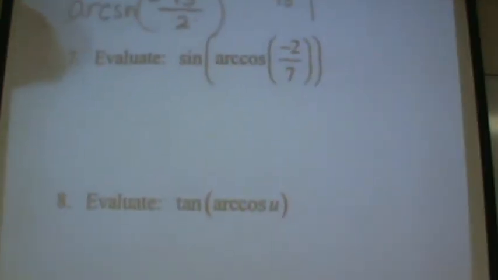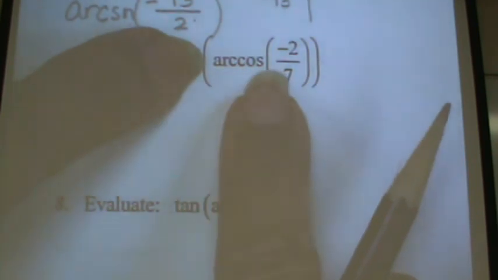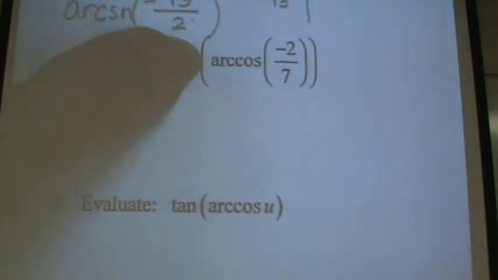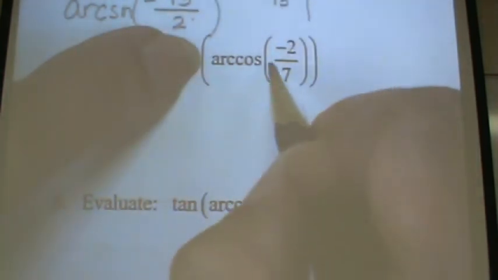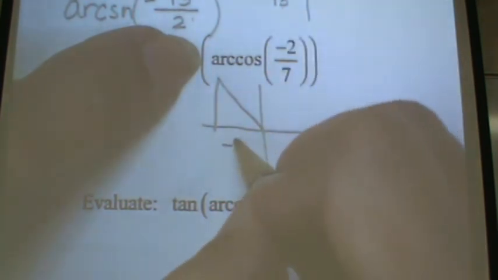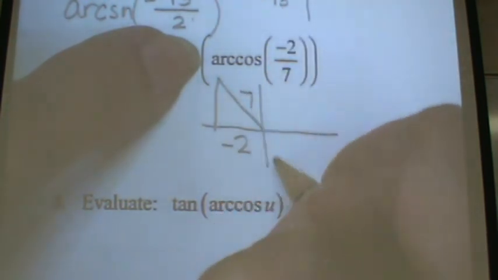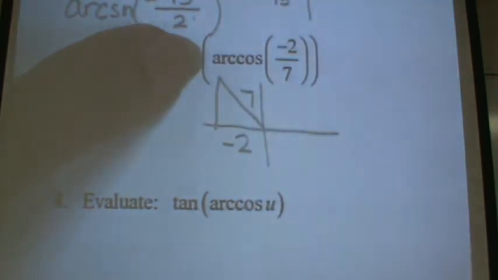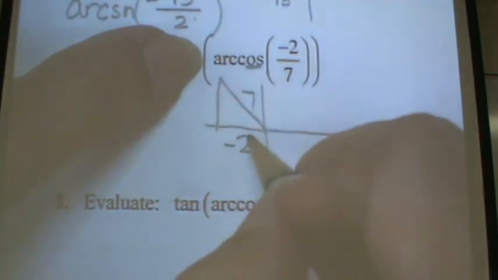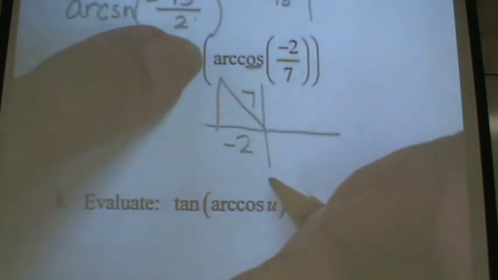Number 7, arc cosine. Now I'm in quadrant what? 1, 2, 3, or 4. Only one spot. Where am I at? Why 2? You are right. Negative cosine, because it's negative. I'm going to name this a negative 2 and that a 7. Why did I call this a negative 2? Because it's cosine. Cosine is adjacent over hypotenuse.